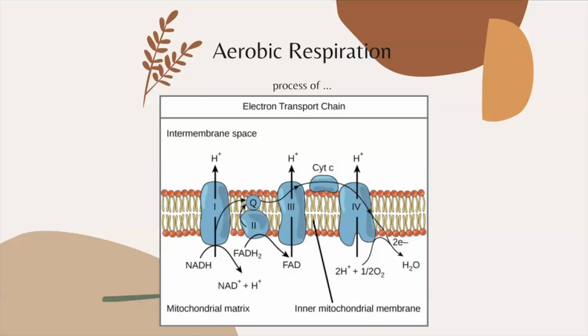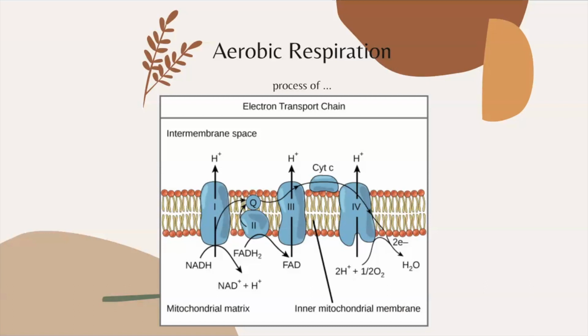Electrons from CoQ flow into complex 2, which doesn't pump protons into the intermembrane space. Electrons from FAD+ go into CoQ. Electrons from CoQ go into complex 3, where protons are pumped into the intermembrane space. Electrons are passed to cytochrome C. Electrons from cytochrome C go into complex 4, where protons are pumped into the intermembrane space.